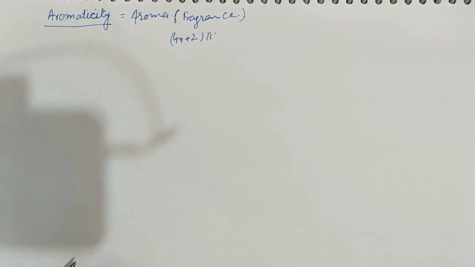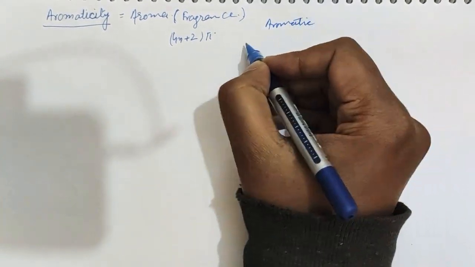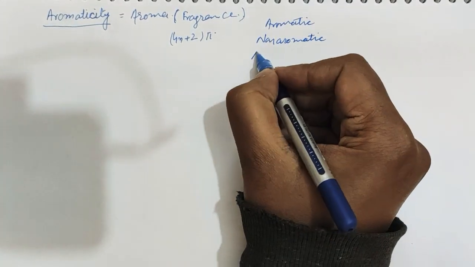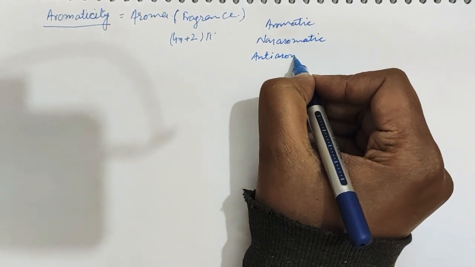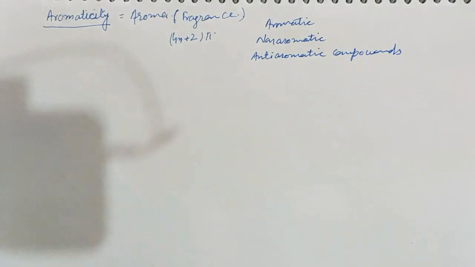There is yet another series of compounds which exhibit aromatic properties but lack a benzene-like structure, and are called non-benzenoid aromatic compounds. The compounds which neither possess a benzenoid structure nor show any aromatic properties are called anti-aromatic. So there are aromatic compounds, non-aromatic compounds, and anti-aromatic compounds. These are different kinds of compounds.